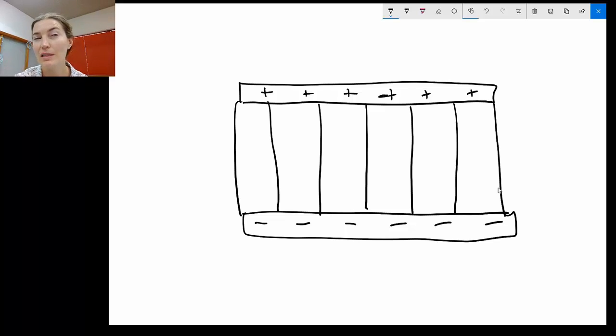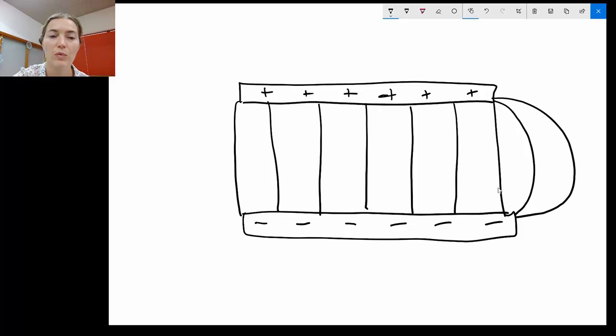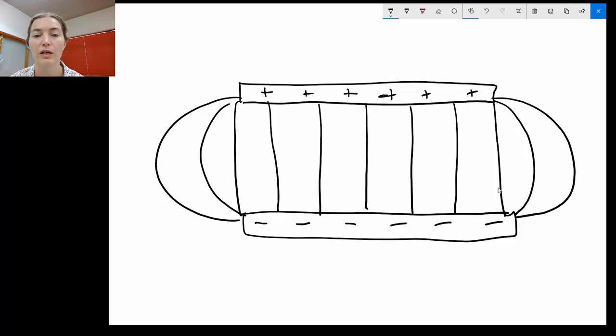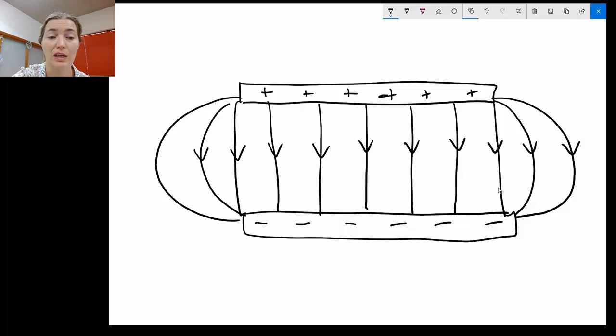And then what happens around the edges of the plate is that there is still some force, but it's a bit more spread out. Not as direct, not as strong. Which way are we going to put these arrows on? Same principle. Which way would a positive charge move? It would move away from the positive plate and it would move towards the negative plate.